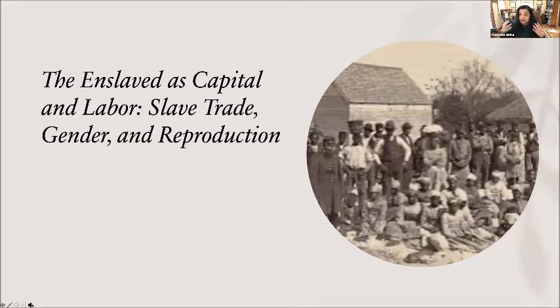Here's a statistic that is worth pondering. If you were a farmer in the South, not a big planter, which is usually a person who owned more than 20 enslaved people, but if you were a farmer and you owned one enslaved person, you were richer than the average Northern farmer.